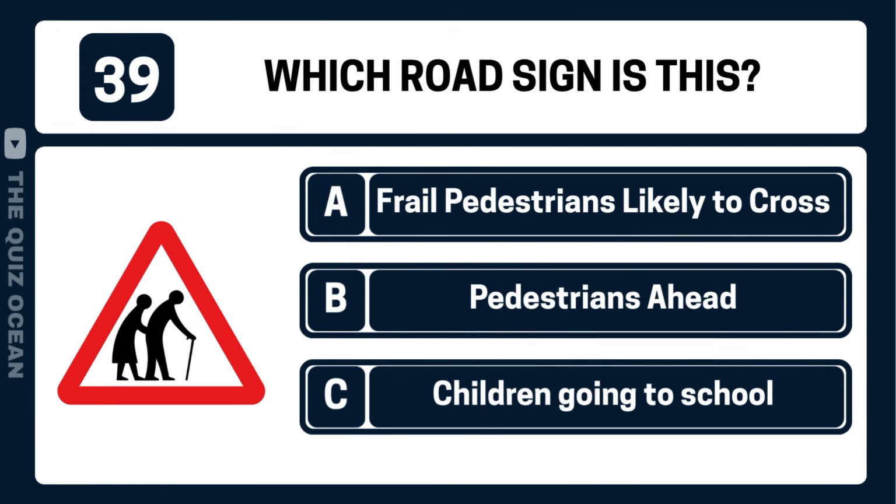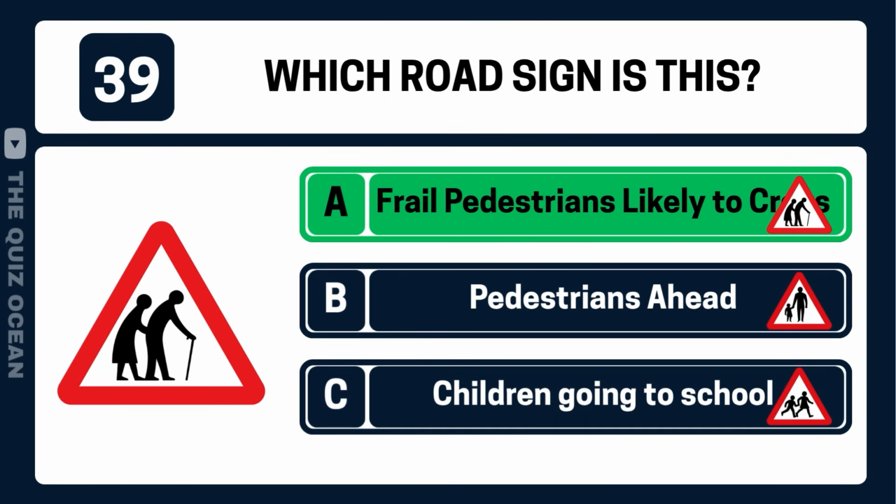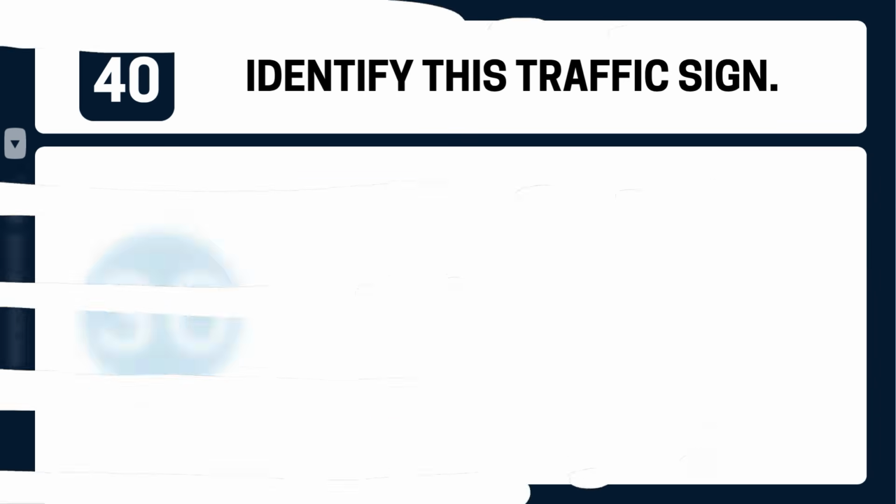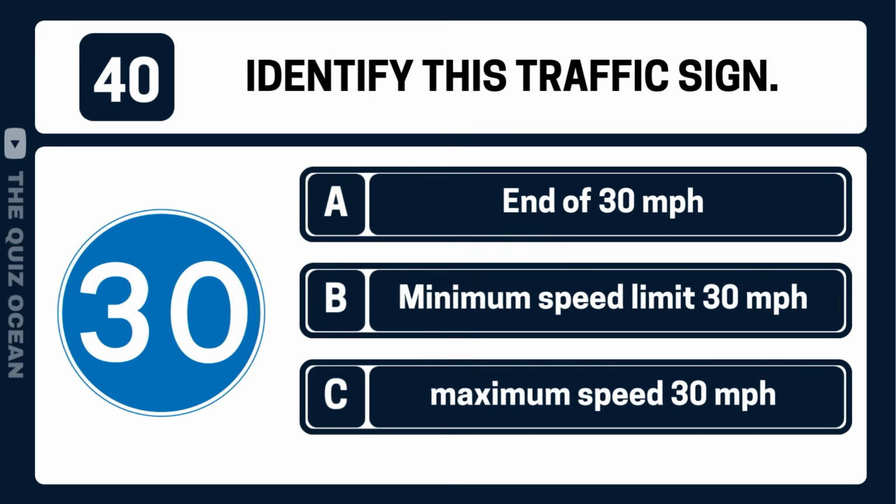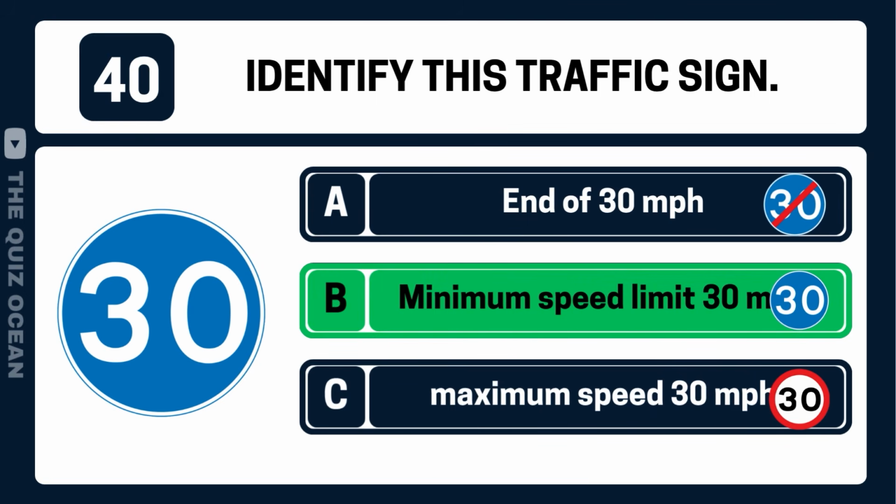Which road sign is this? Well done. This is the frail pedestrians likely to cross sign. Identify this traffic sign. Correct. This is the minimum speed limit 30 miles per hour sign.